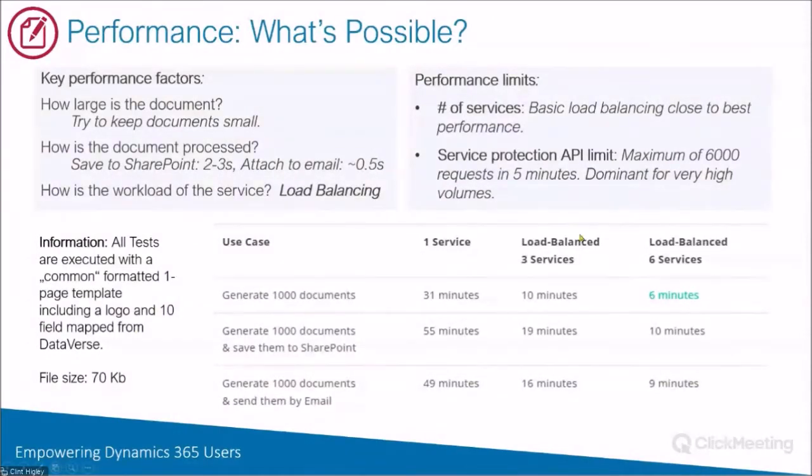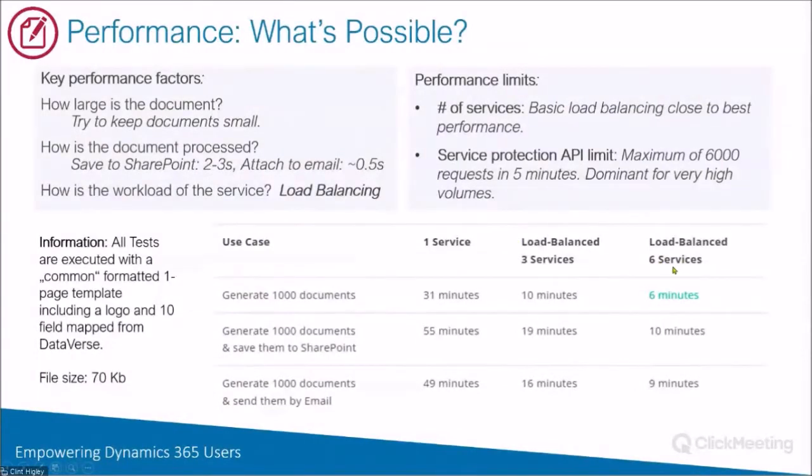So you can see here in our use cases, we have a different setup. This is basically with one service, with 3 load balancing services, and with 6 load balancing services. You can see just by generating 1,000 documents with one service, it took about 31 minutes. With a load balancing service, it took around 10 minutes, and 3 load balancing services, 10 minutes, and 6 load balancing services, it took 6 minutes.